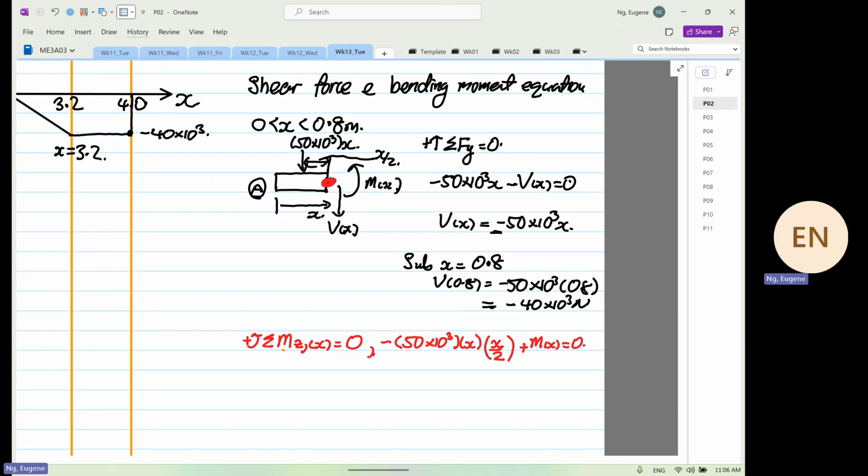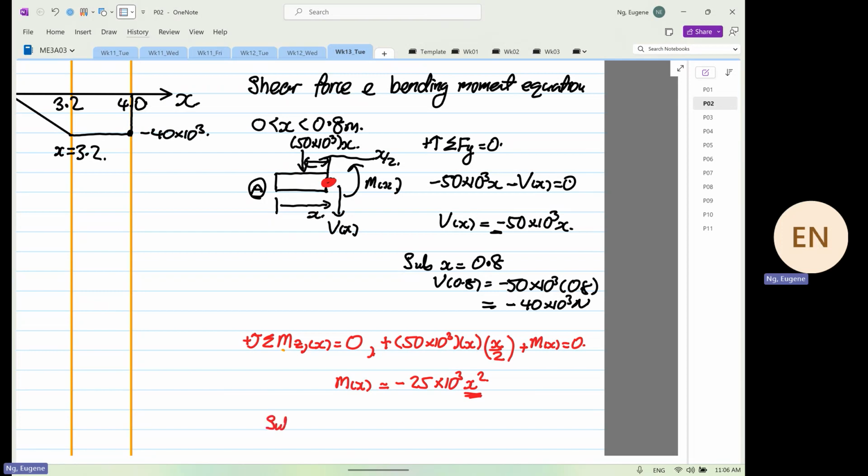This is equal to what? 0. Sorry, both are going in the anti-clockwise direction. Both are positive. So when that's the case, moment about X is equal to minus 25 times 10 to the power 3 X squared. So because this is in second order. Now we know why it's second order.